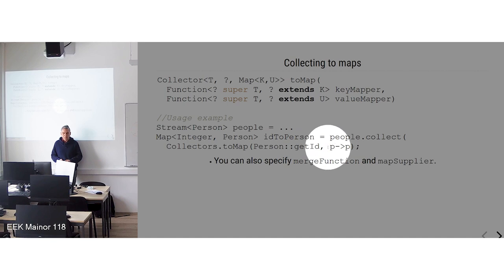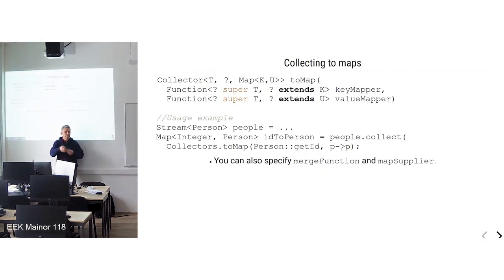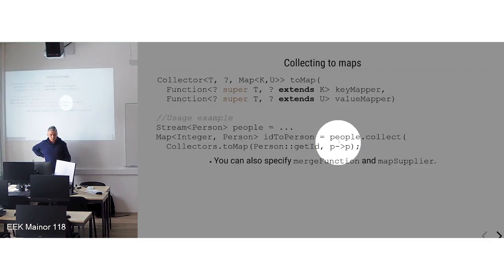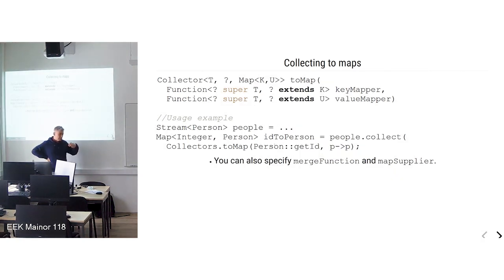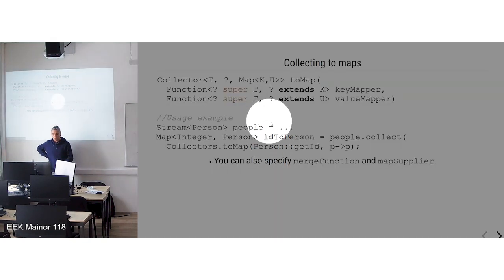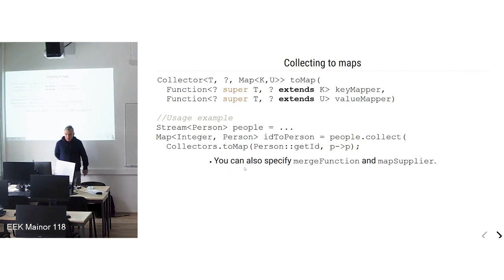So this p arrow p means identity mapping. We take person and we just do nothing with it. Just person to person, right? If, for example, we wanted to get a mapping from person's ID to person's name, then we could put here Person::getName. So this would be a map from integer to string, for example.